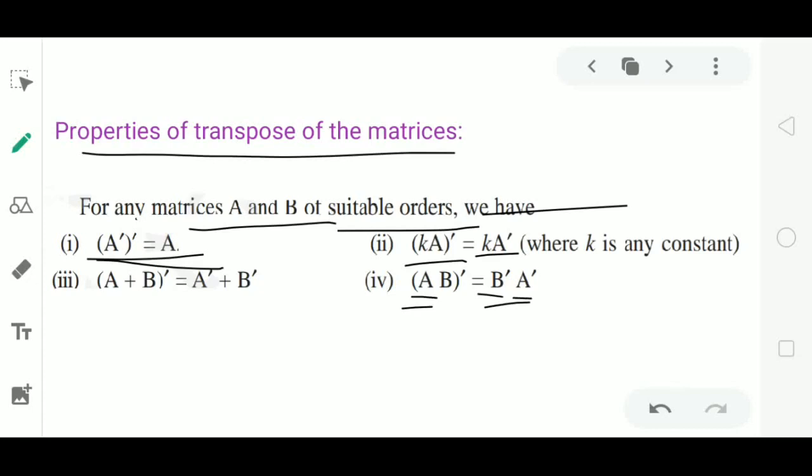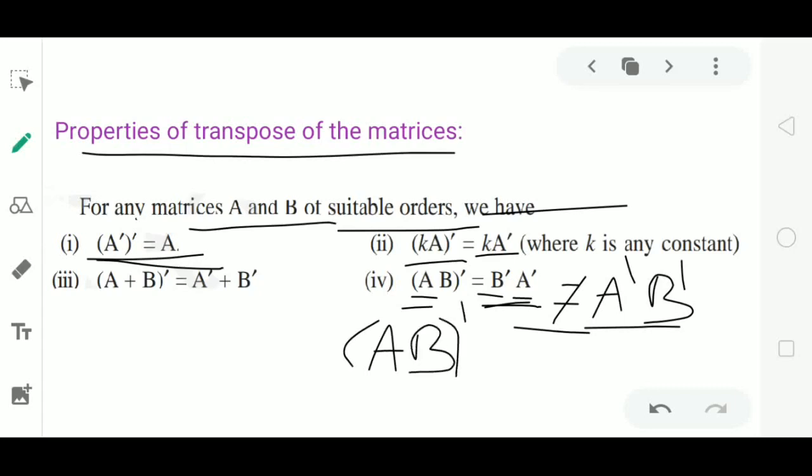We know that multiplication of matrices is not commutative. So here B dash A dash is not always equal to A dash B dash. Here the transpose of any matrix is again a matrix. So B dash into A dash is the product of two matrices B dash and A dash. Hence, since the multiplication of matrices is not commutative, this is not always equal to A dash into B dash. Therefore, always AB whole dash is equal to B dash into A dash. We cannot write this as equal to A dash into B dash.